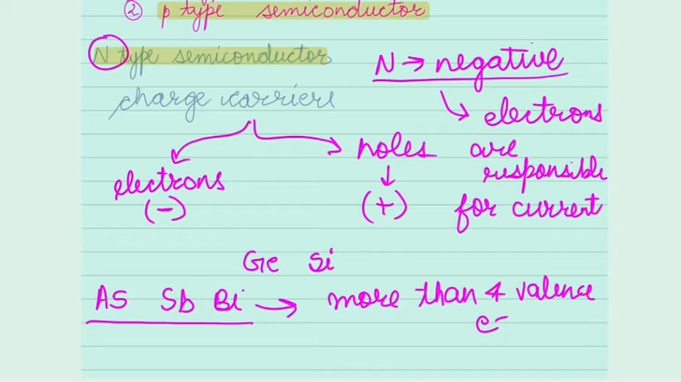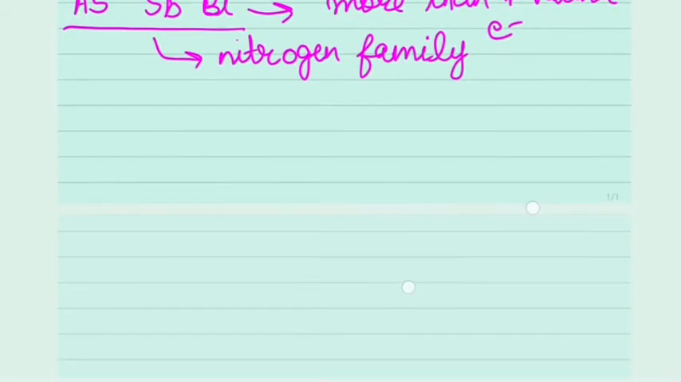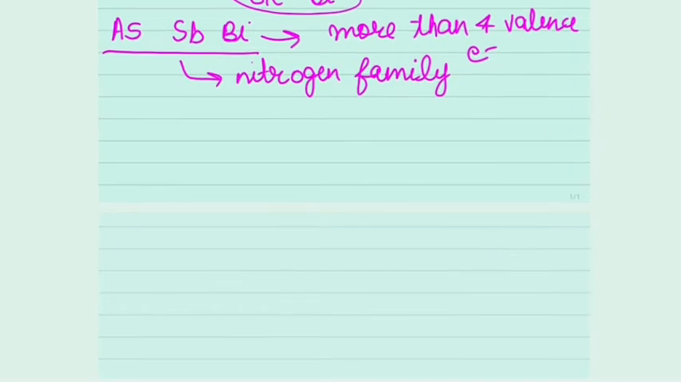Now you know that arsenic, antimony as well as bismuth, all three come in the nitrogen family. We know nitrogen, phosphorus, arsenic, antimony, bismuth are all there, and these are present in group number 15. So pentavalent impurities we are taking from group 15, which have more than 4 electrons. Now why should they have more than 4 electrons? There is a logic behind it.